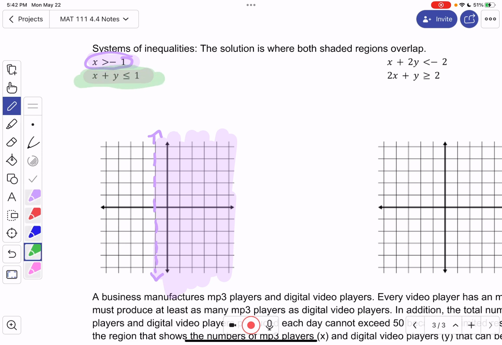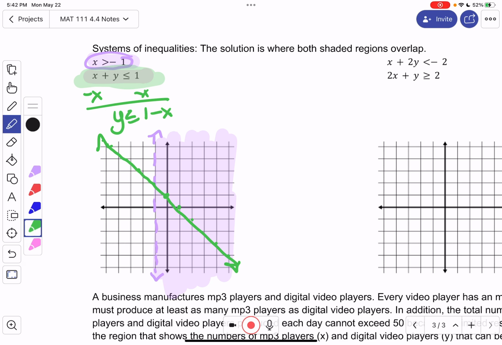There we go. So I'm going to subtract x from both sides. So I get y is less than or equal to 1 minus x. My y-intercept would be 1. My slope is -1, so I go down 1 over 1, down 1 over 1. There's the line. It can be solid. And then I shade underneath. So now we have those two colors. The solution is this area right in here that has both colors.